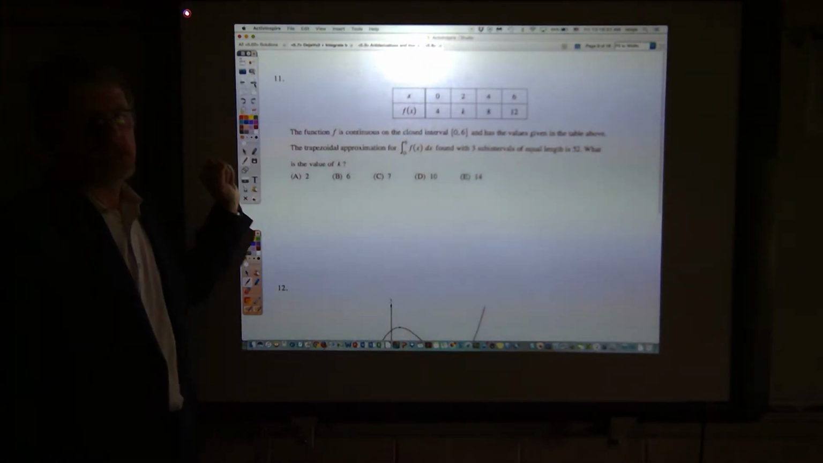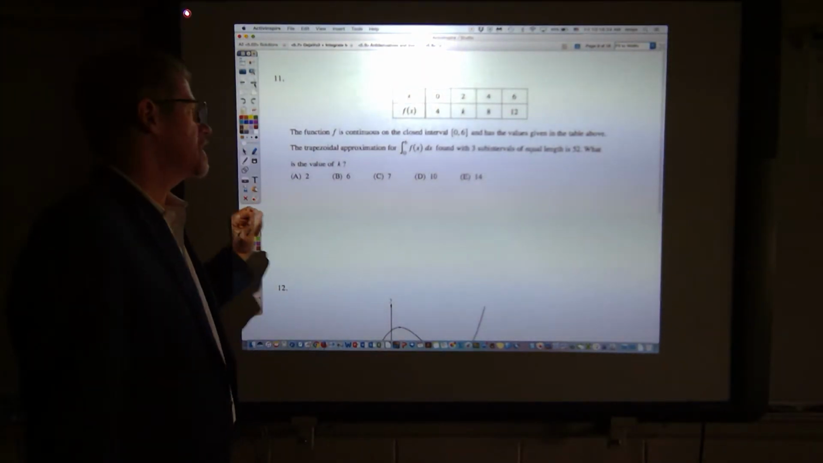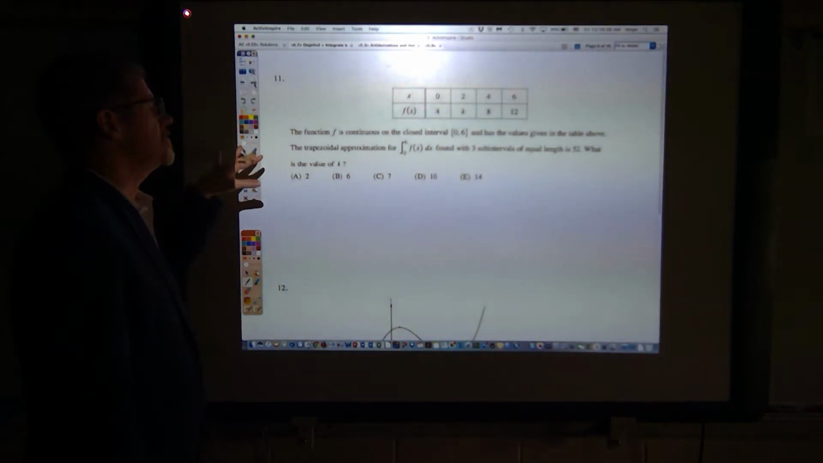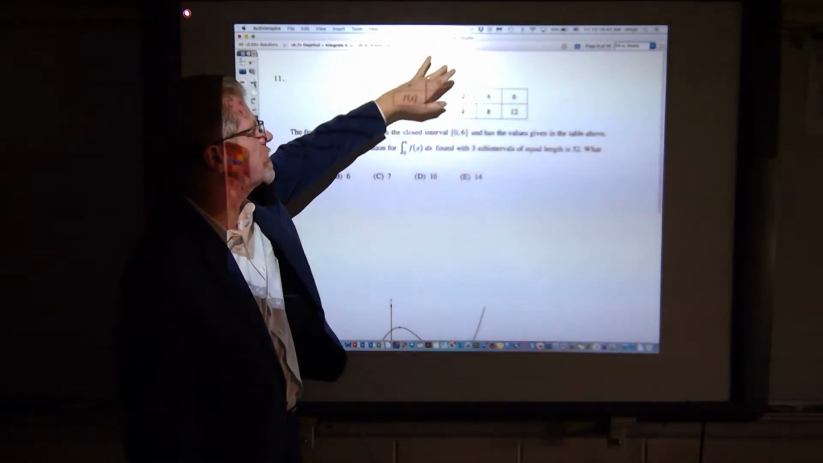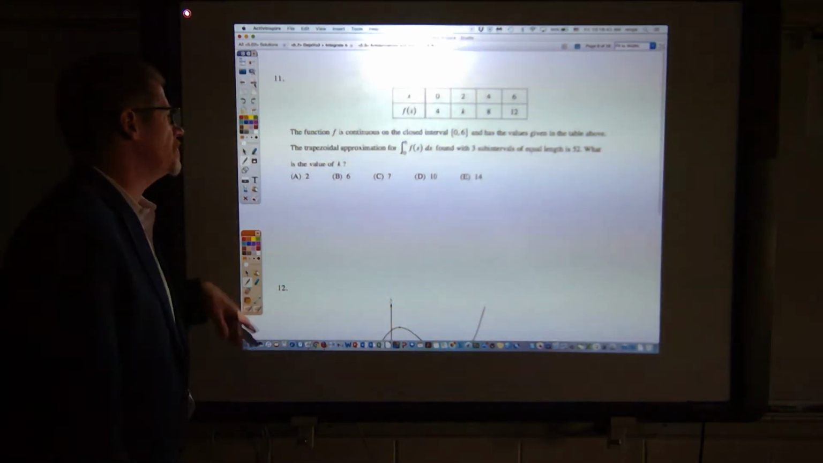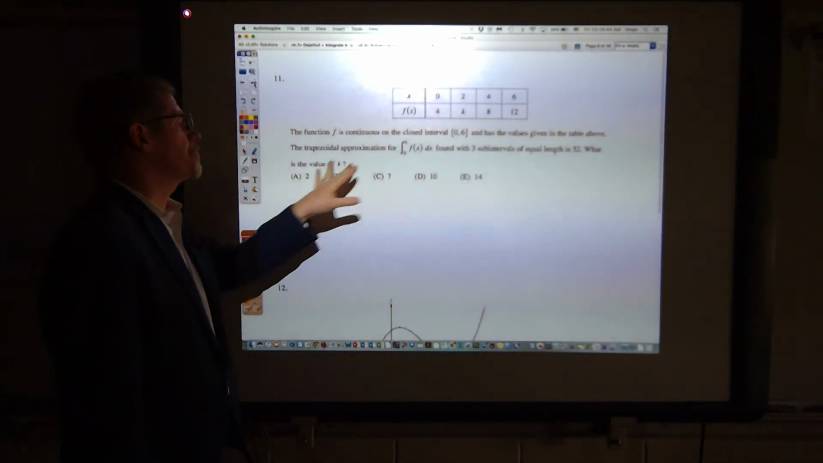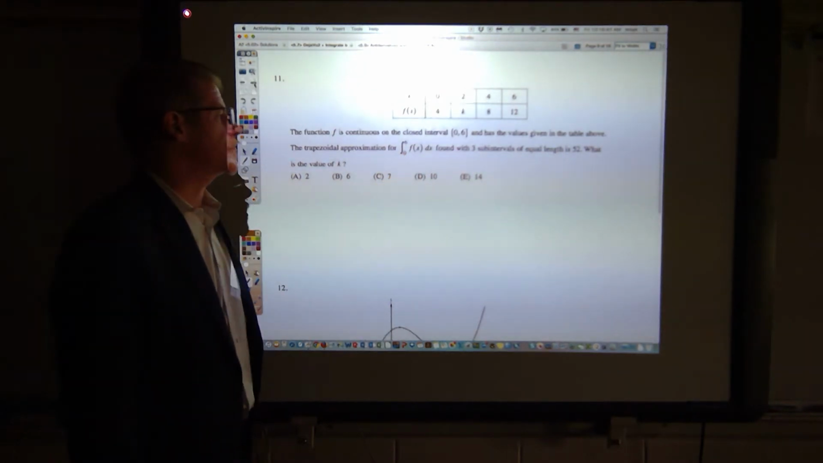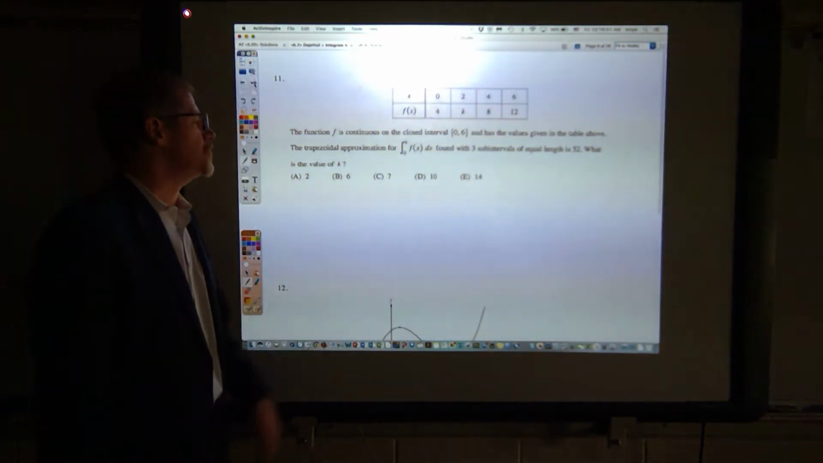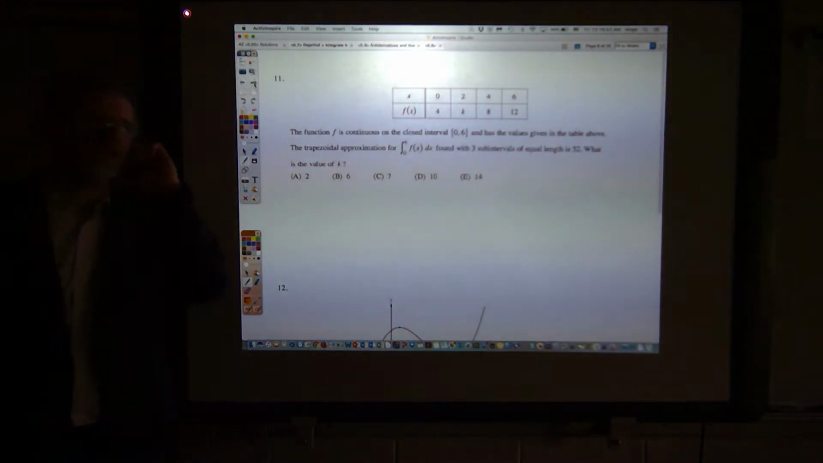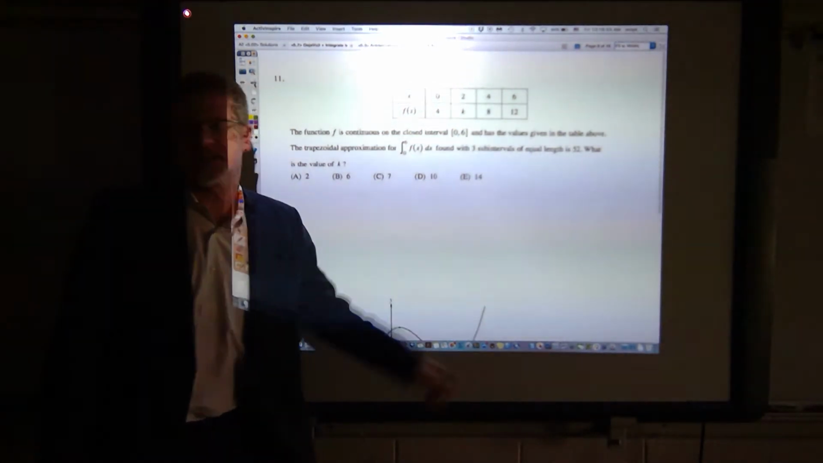For those of you viewing this in the luxury and comfort of your own home, in case you can't see it, it says the function f is continuous on the closed interval 0 to 6 and has the values given in the table above. That's 0, 4, 2, k, 4, 8, and 6, 12. The trapezoidal approximation of the definite integral with 3 trapezoids is 52. So try to find the value of k. Your options are 2, 6, 7, 10, and 14.